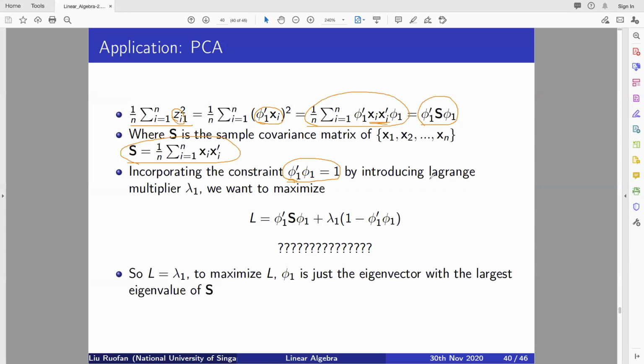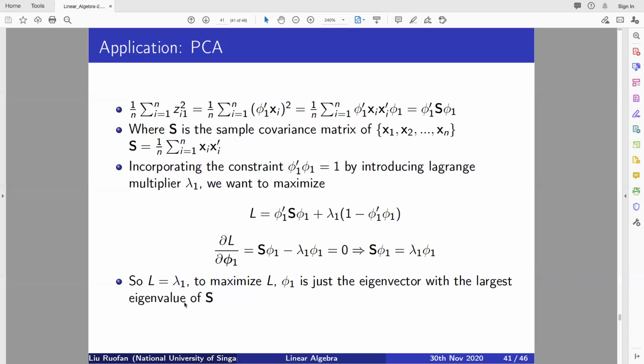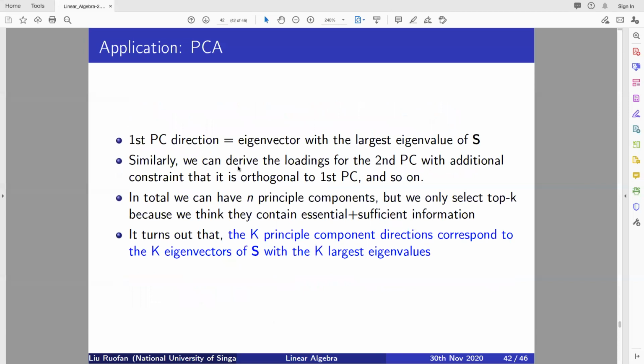Then we utilize the Lagrange multiplier method again here and solve this optimization problem. This optimization problem is the same as the one we solved to find the singular value. So we can find that phi 1 is just the eigenvector with the largest eigenvalue of the sample covariance matrix capital S. And similarly, we can find the second principal component, third principal component, and so on. It turns out that the k principal component directions correspond to the k eigenvectors of capital S with the k largest eigenvalues.